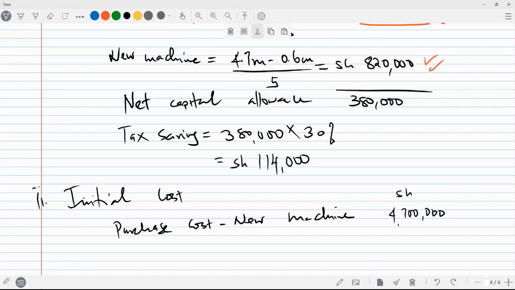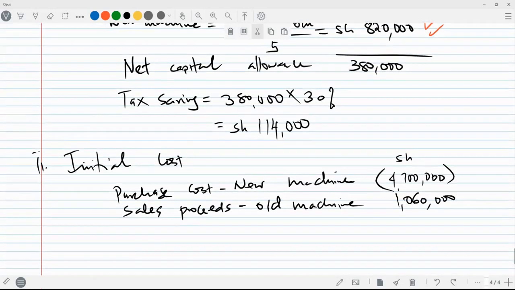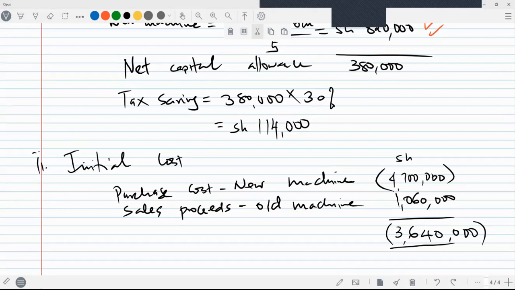Now, in case you sell it off, how much do you receive for the old machine? 1.06 million. So here you have a cash inflow. Let me call this sales proceeds from the disposal of the old machine. Cash inflow 1060. Look, this is a cash inflow. This is a cash outflow. So what's the net amount you need to spend today? 3,640,000, I guess. Therefore, the amount we need to spend today, the initial cost, is 3,640,000.